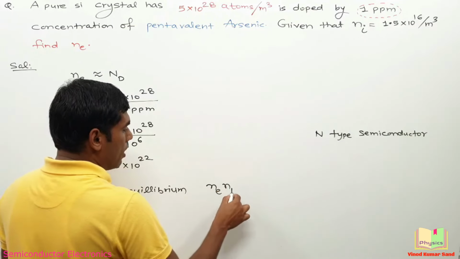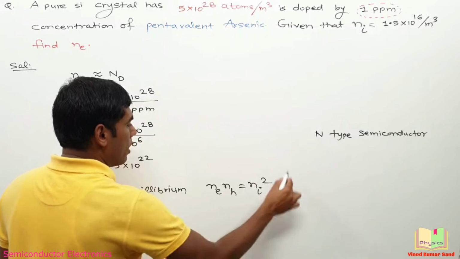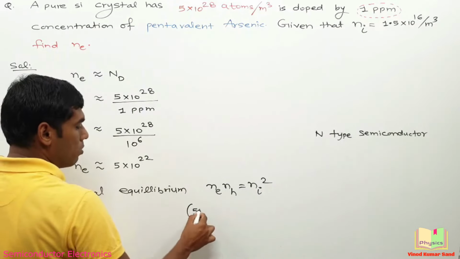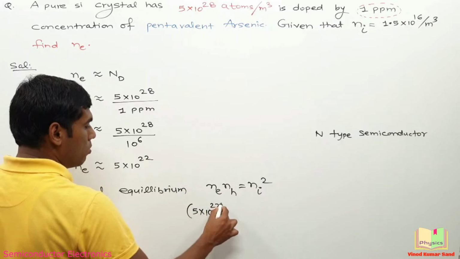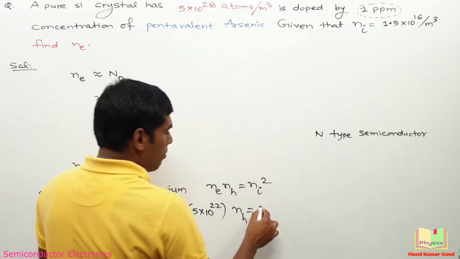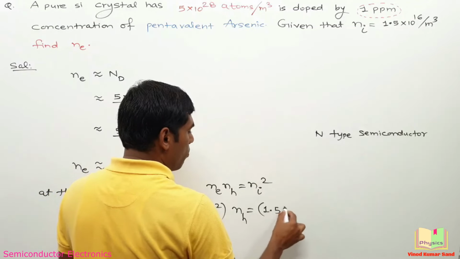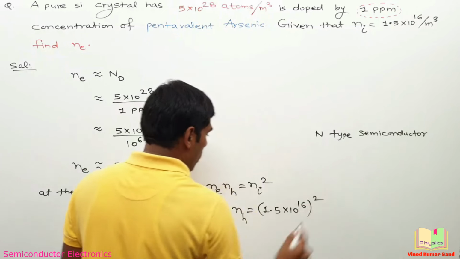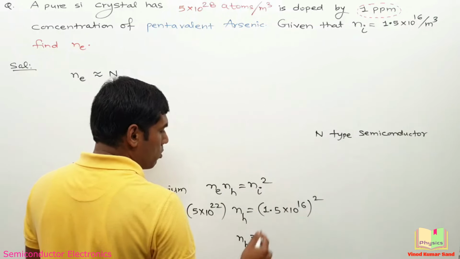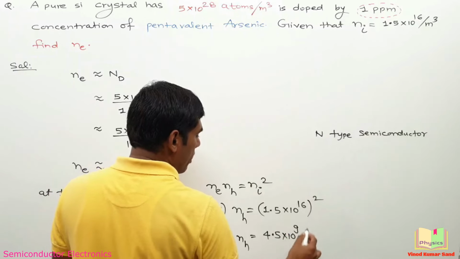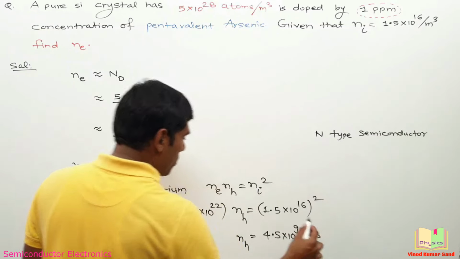Ne into Nh is equal to Ni square. So Ne is 5 into 10 to power 22. Nh is unknown. Ni is available: 1.5 into 10 to power 16 whole square. Nh comes out to be 4.5 into 10 to power 9 per meter cube.